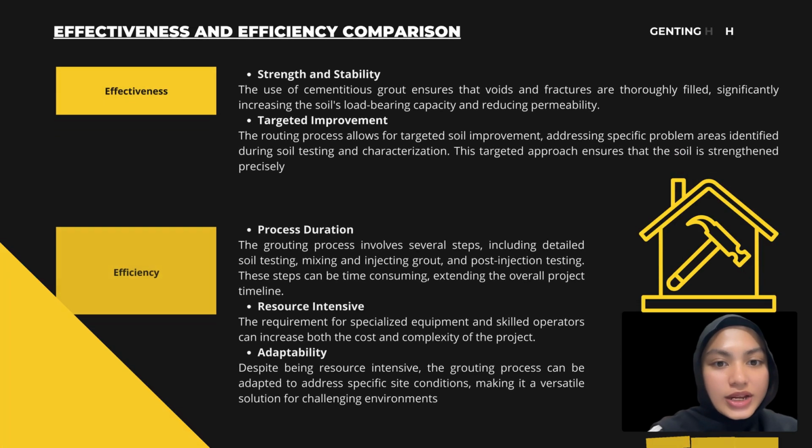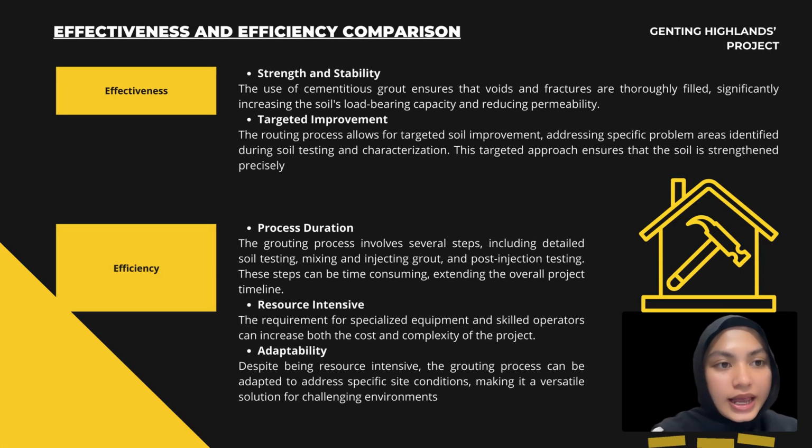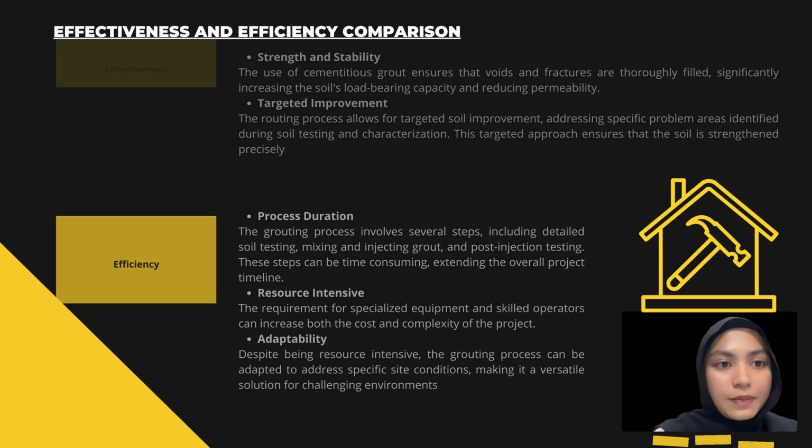Next is effectiveness and efficiency comparison in Genting Highlands project. For effectiveness, it contains strength and stability and targeted improvement, which is the routine process allows for targeted soil improvement, addressing specific problem areas identified during soil testing and characterization. Lastly is efficiency, which contains process duration, resource intensity and adaptability.